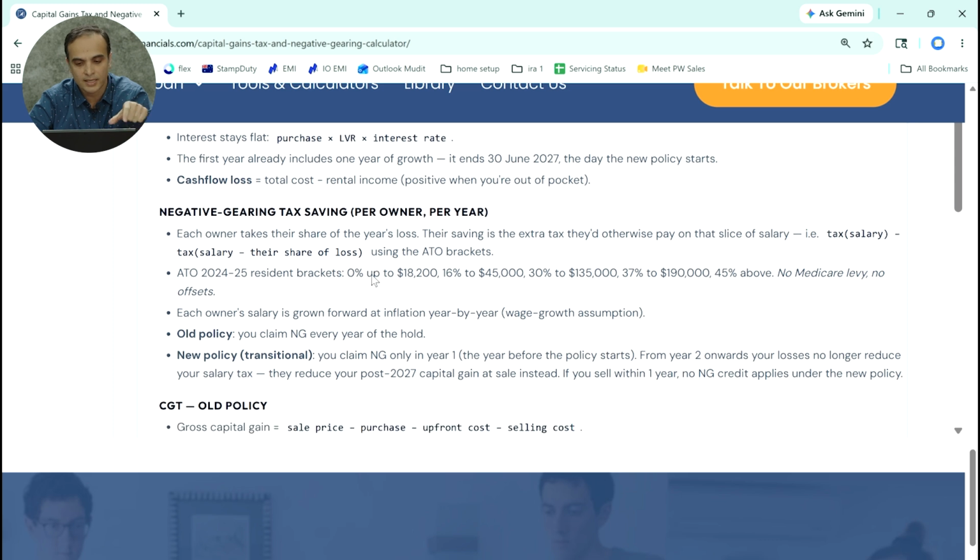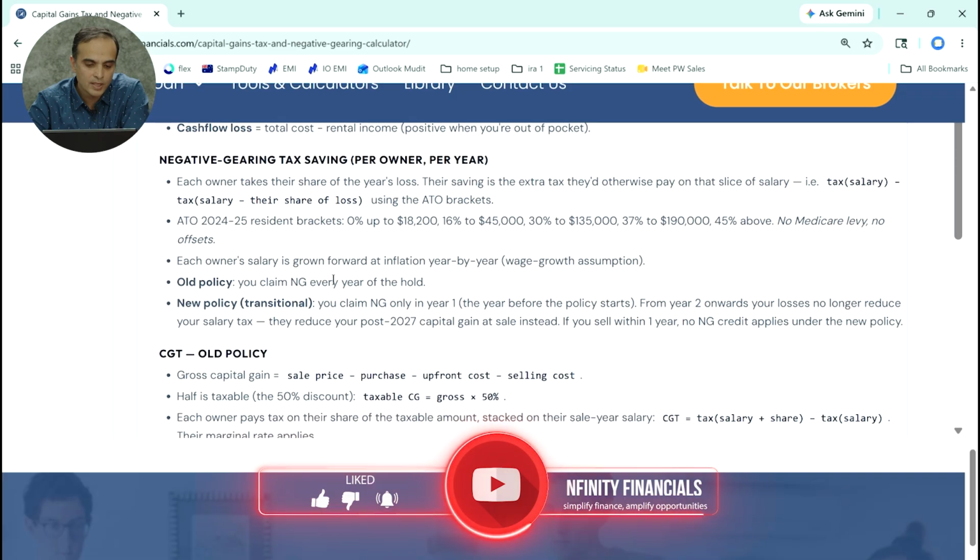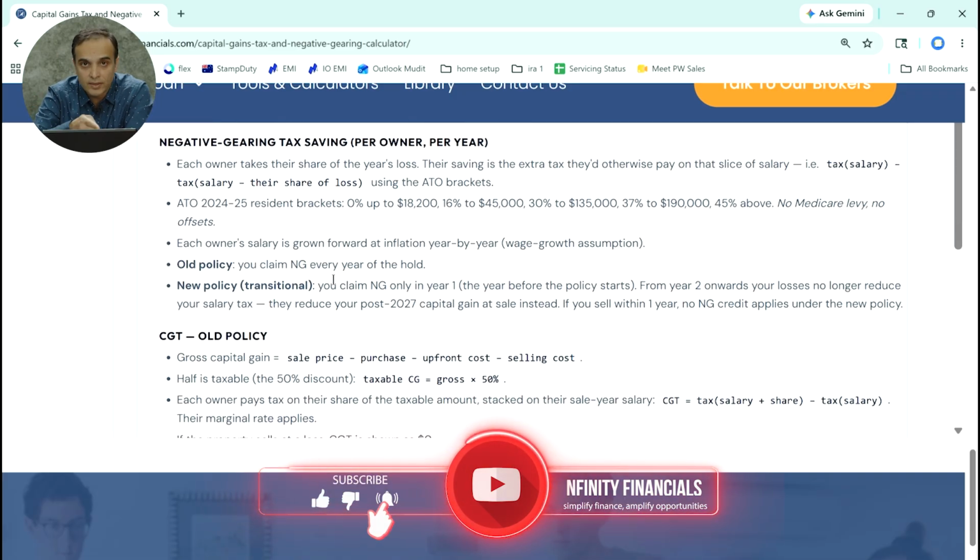Negative gearing tax impact is taken into account, including the tax slabs. We have assumed that the income will become higher at the rate of inflation, and the costs will also increase at the rate of inflation. So all those assumptions are there. Then for the old policy, negative gearing is taken into account. For the new policy, it's only there for 1 year. After that, there's no negative gearing.